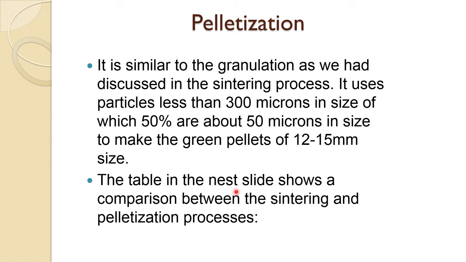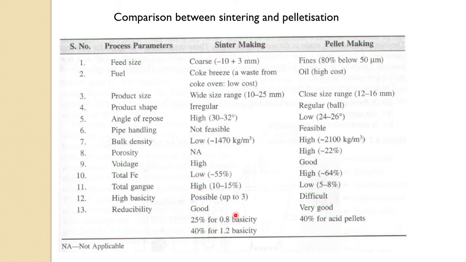And the next table actually shows a comparison between the sintering and pelletization process. If you look at this table, the feed size in sintering is in this range, while in pellets it is in that range. So, this is the major difference between pelletization and sintering when we are making the granules. Mechanism wise it does not make much difference except a little. Here as a fuel you use coke breeze, here it is oil, which is high in cost. Product size is 10 to 25 here, and here 12 to 16 millimeter.